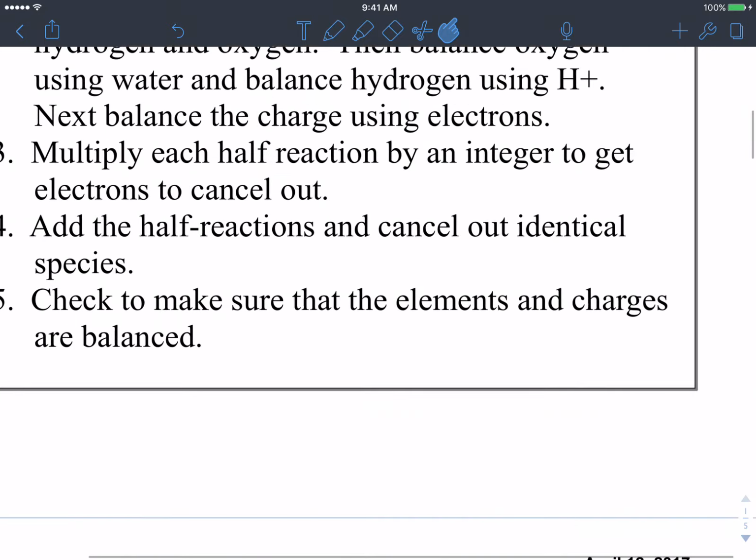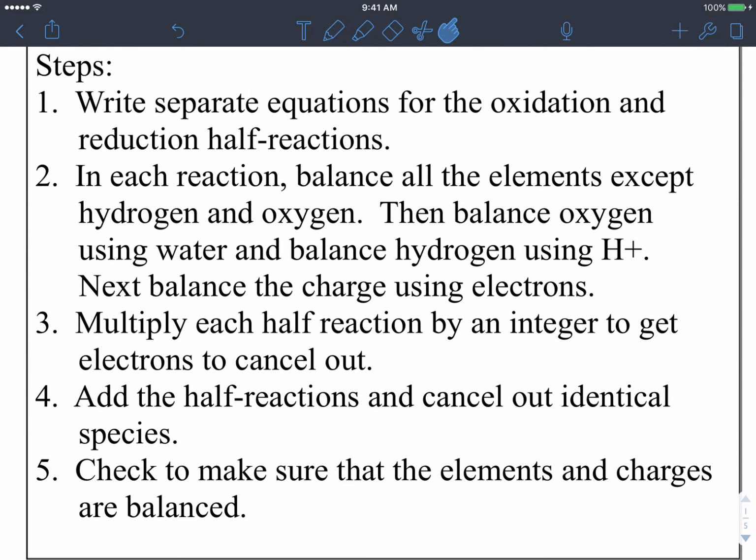So let's go up to our steps. Step 1, write separate equations for oxidation and reduction half reactions. As I said, you don't actually need to know which is which, but you do need to be able to separate them. Now let's go on to number 2.